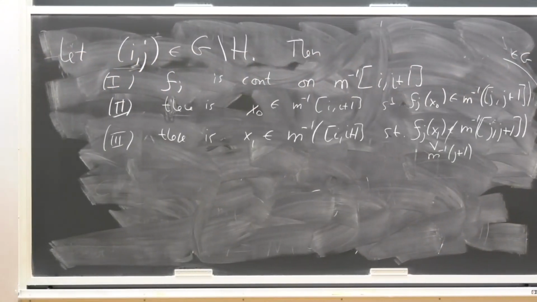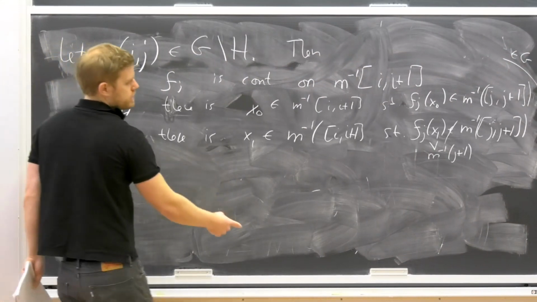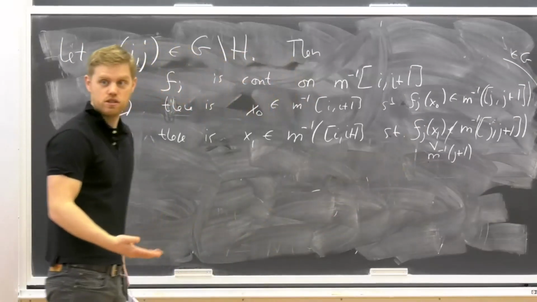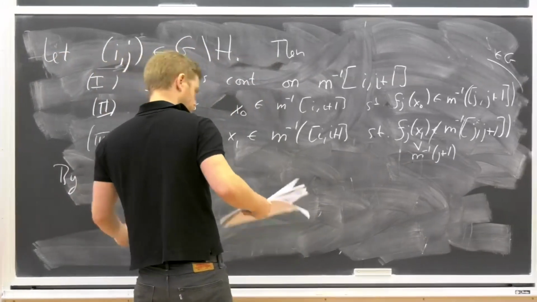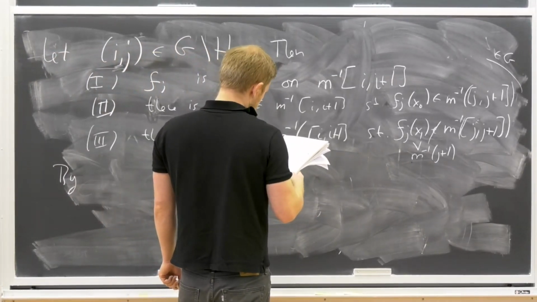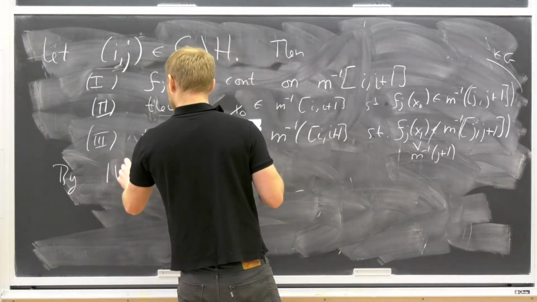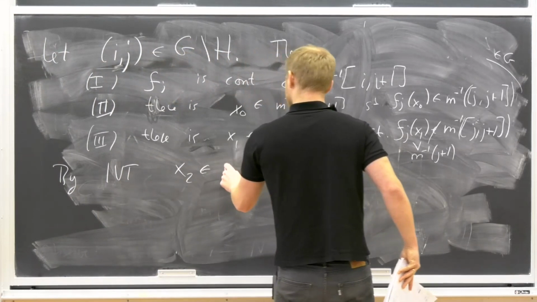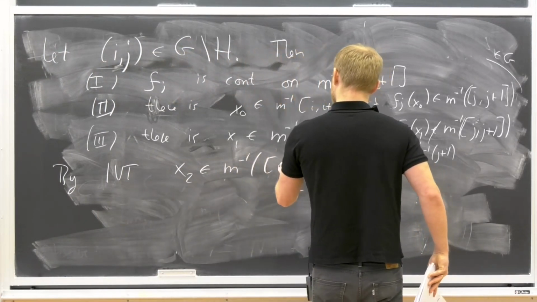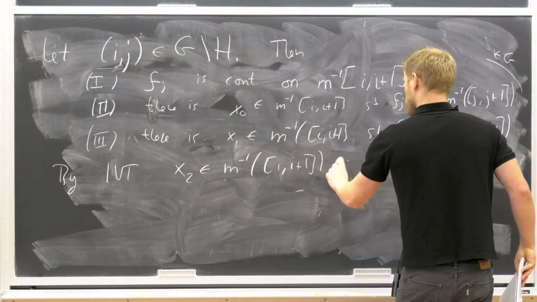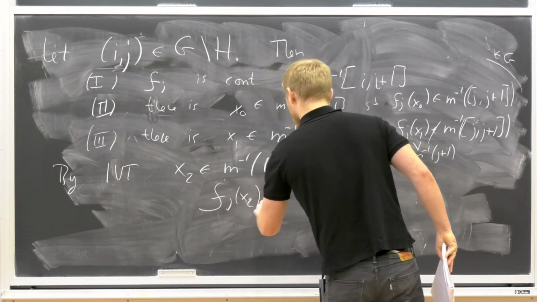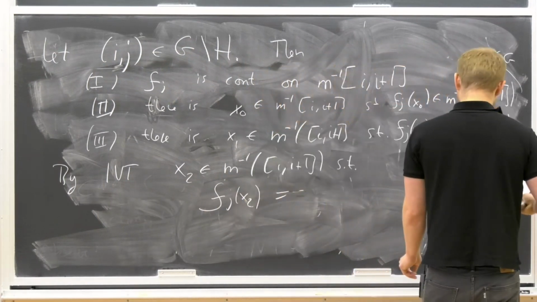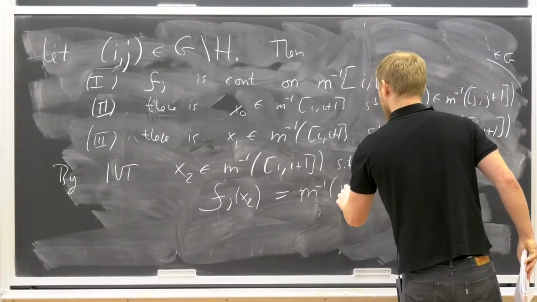Okay, and so now by the intermediate value theorem, if you have something above this point and something below this point and the function is continuous, you have to have someone who hits this line. So thus by the intermediate value theorem, there is, let's say, x2 in this box such that the minimum of f over x2 is equal to mj plus 1.